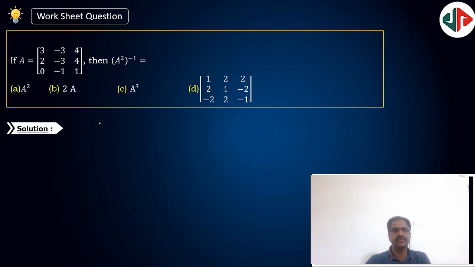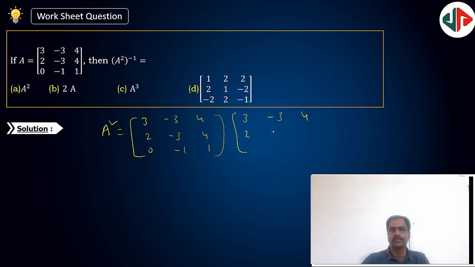Next, matrix A is given. You have to find A square whole inverse. For that, first find A square by writing it as A into A. Multiply these two matrices.